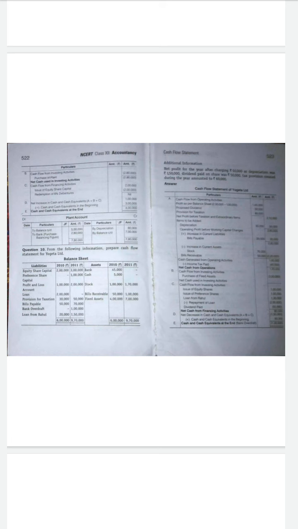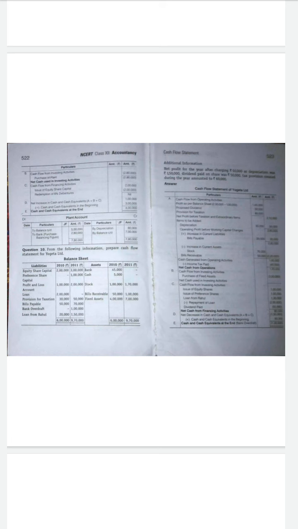So see, now we start the financing activity. First we have to see the issue of equity shares. See, 2010 and 2011 there is an increase in amount of 1 lakh. So there is a new issue of equity shares to the public. So there is an increase in the equity share capital, so we have to put the plus symbol only.